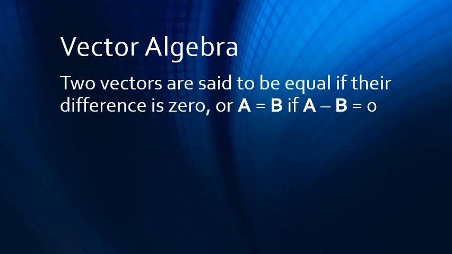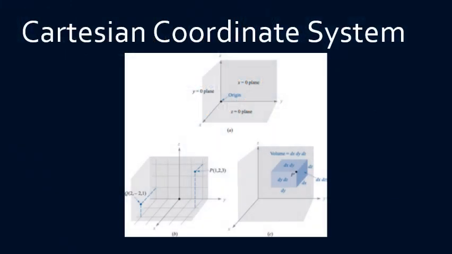Then, another important property is that two vectors are said to be equal if their difference is 0. So we can only say that two vectors are equal when their difference is 0. That is, vector A minus vector B equals 0. Then, in order to describe vectors accurately, some specific properties like length, direction, angles, etc. must be given.